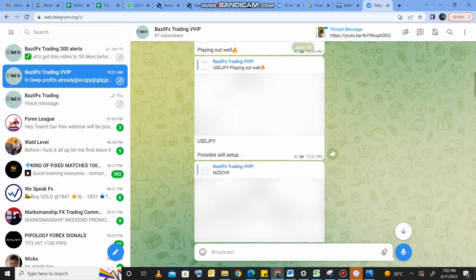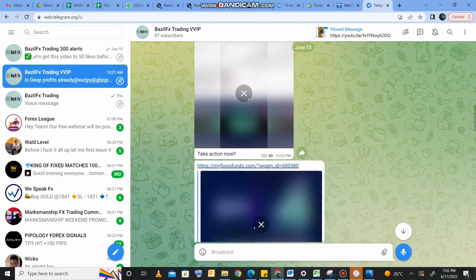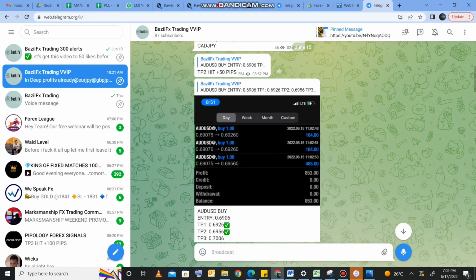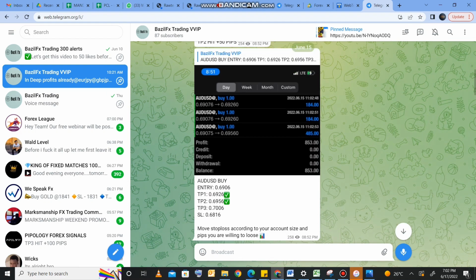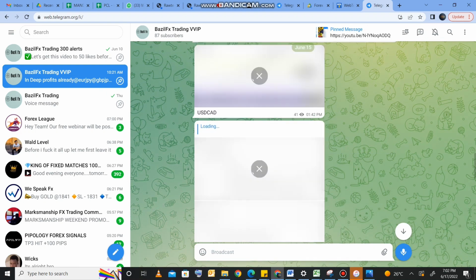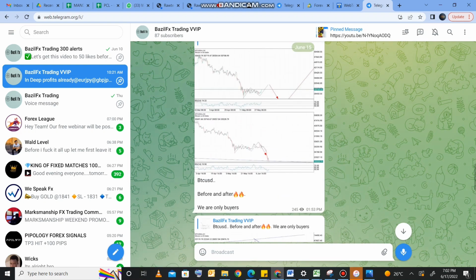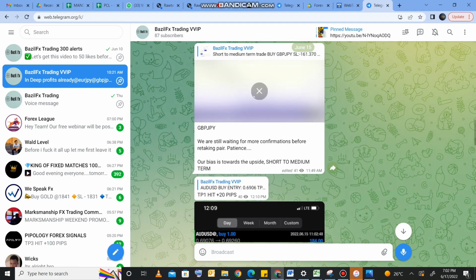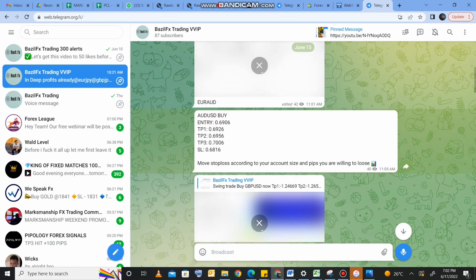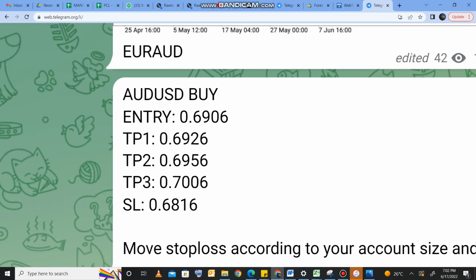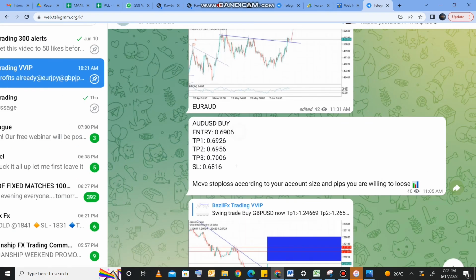So let me show you guys. Everyone received the same signal. As you can see, right here, AUD USD buy. Before that we had the signal. I want to show you the signal before all that. So this was the signal, guys. You see, AUD USD buy at that level.